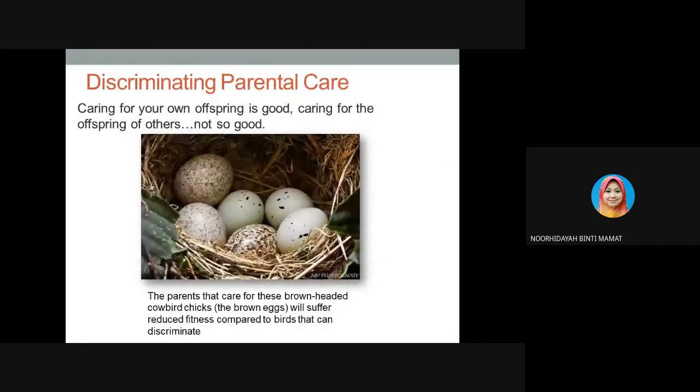So for example, in discriminating parental care, caring for your own offspring is good, but caring for the offspring of others is not good. For example, parents that take care of brown-headed cowbird chicks in their own brown eggs will suffer reduced fitness compared to birds that can discriminate their own eggs. So this is discriminating parental care.